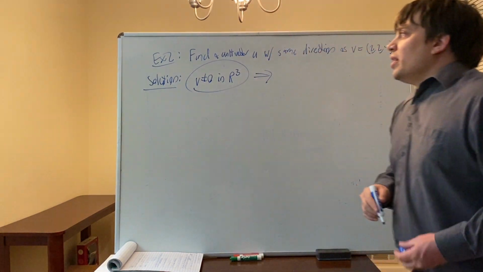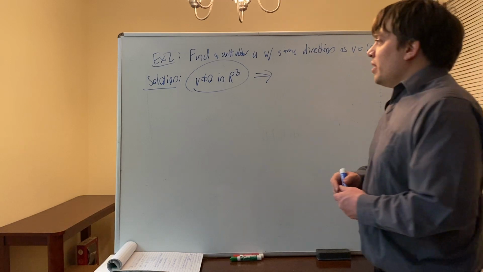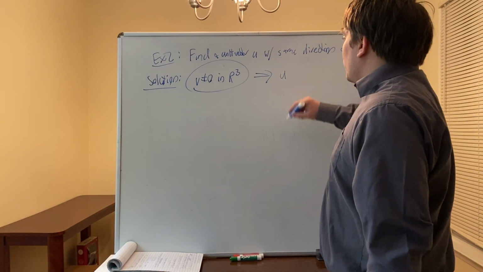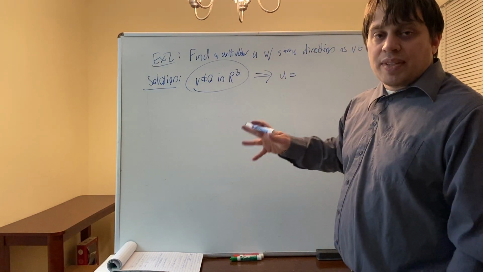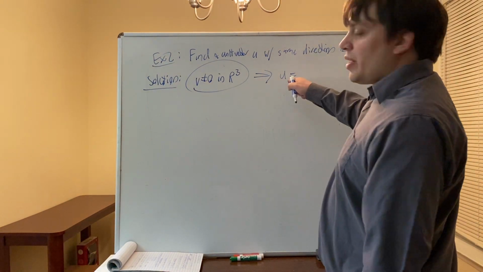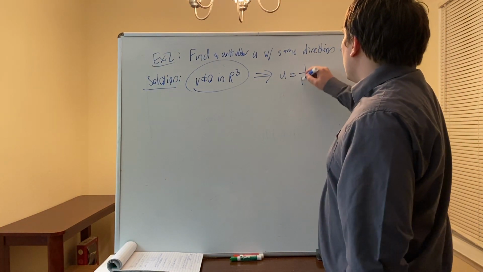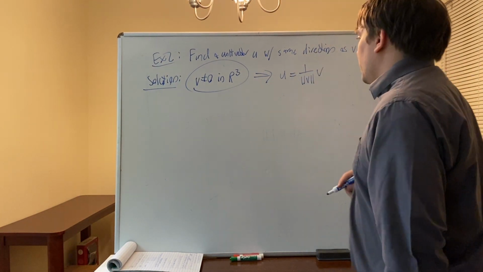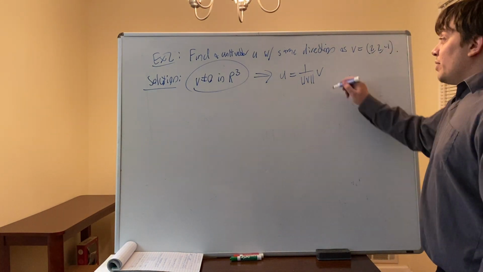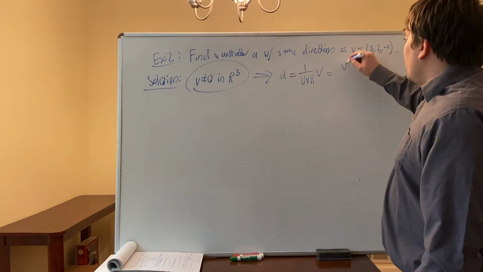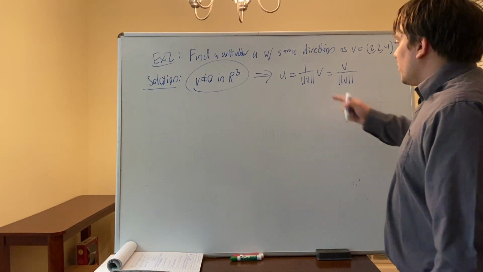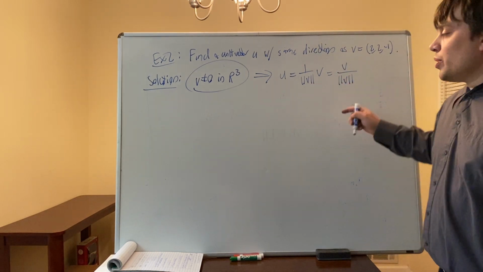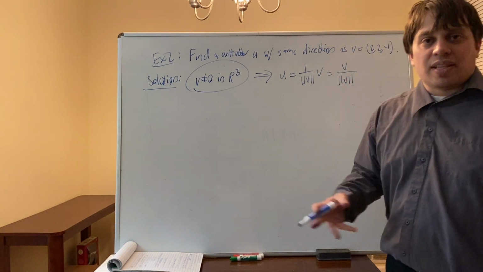That implies, from our last statement, that we can define a unit vector U in the same direction as V if we define a new vector U as equaling 1 over the norm of V times V. Now you could also think of this as V divided by the norm of V. These two things are equal. So what we're doing is taking our vector V and dividing it by its length.